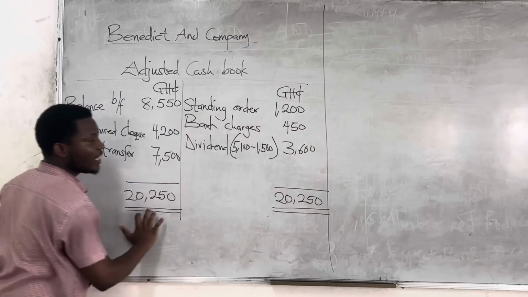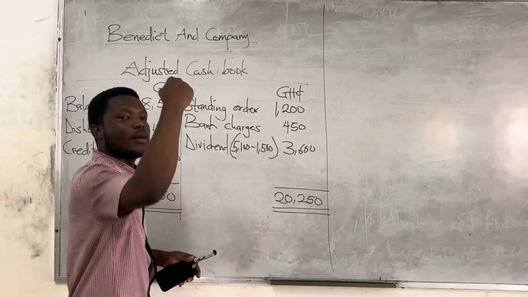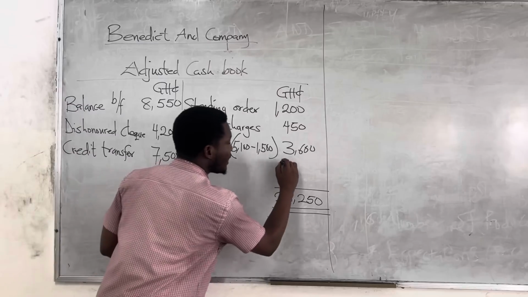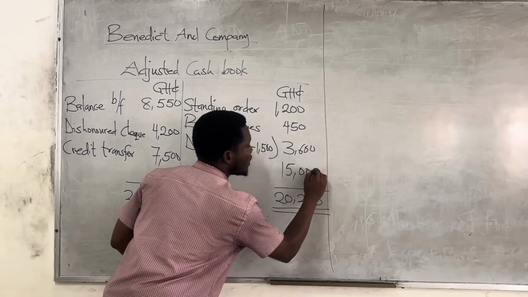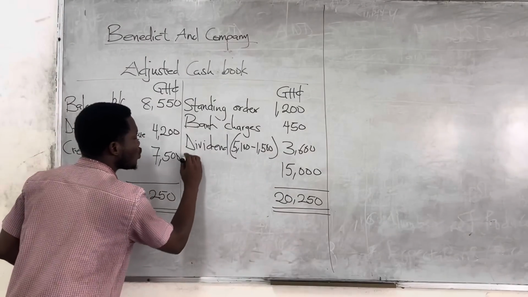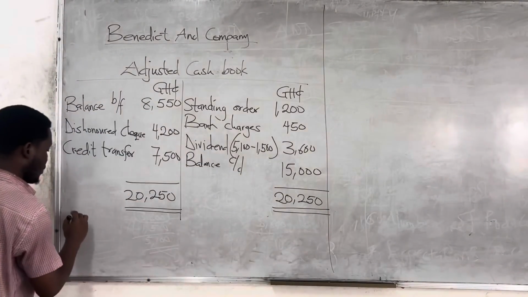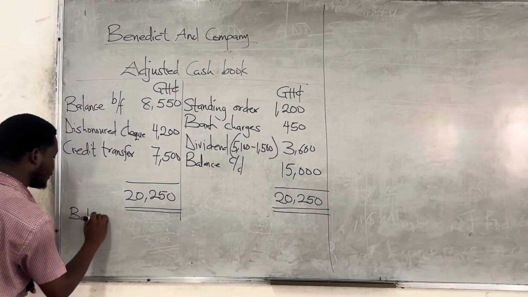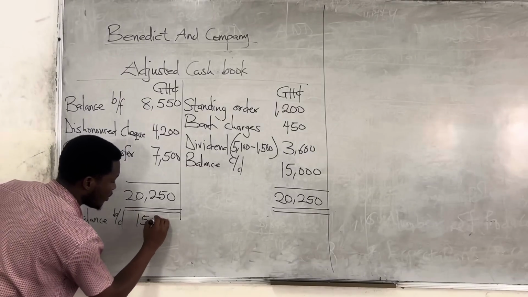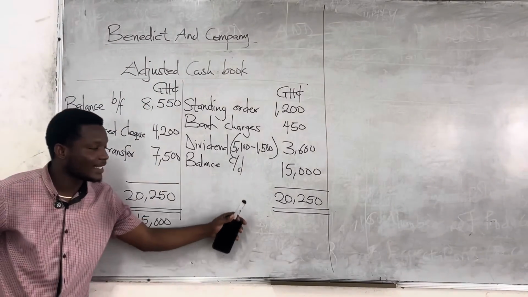In accounting, both sides have to be the same. The difference is the balance carried down, and your balance carried down is the same as your balance brought down. So when we calculated, we had 15,000. So 15,000 will be added to this amount before you get 20,250. That will be your balance carried down, and we have your balance brought down. Now, this is our adjusted cash book, so we are done with the adjusted cash book.